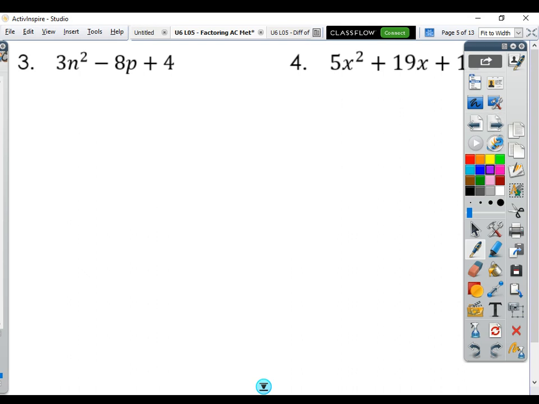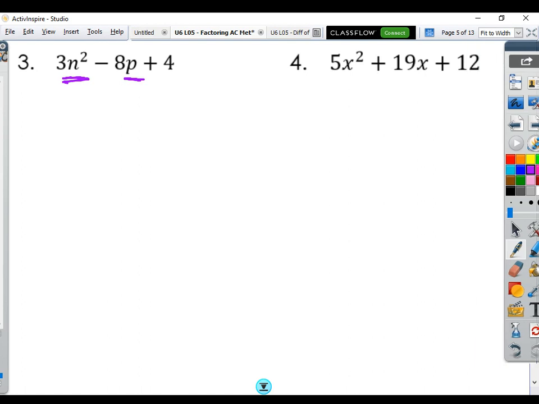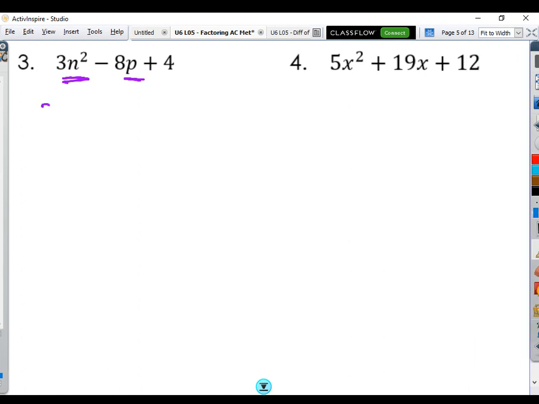So by the way, on number 3 here, this is not a trick question. There shouldn't be two different letters. So pick n or p, it doesn't matter to me. I'll just go with n. So 3n squared minus 8n plus 4. So it's definitely not going to be a p, n, and n at the same time.